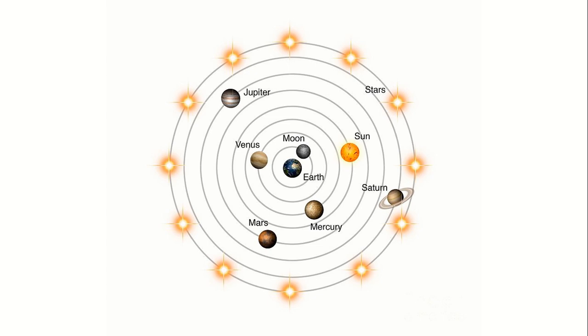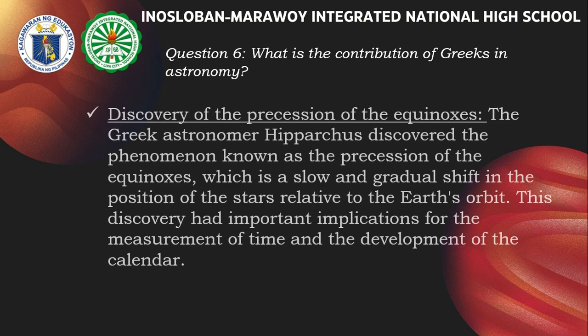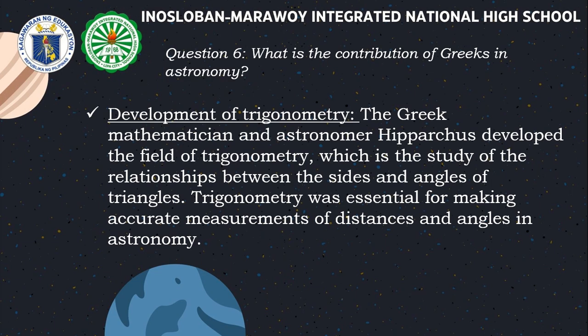Ang pangit naman tingnan. Next, the discovery of the precision of the equinoxes. Okay, the Greek astronomer Hipparchus discovered a phenomenon known as the precession of the equinoxes, which is a slow and gradual shift in the position of stars relative to the Earth's orbit. This discovery had important implications for the measurement of time and the development of calendar. Yung basic idea is that sa equinox, it is known as the equal length of day and night. Okay, so yun lang. Next, development of trigonometry.